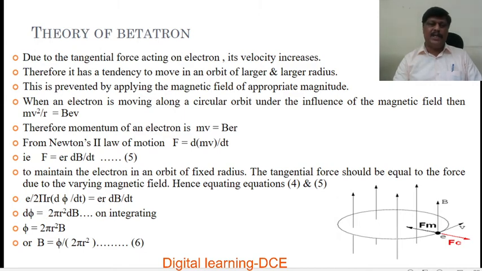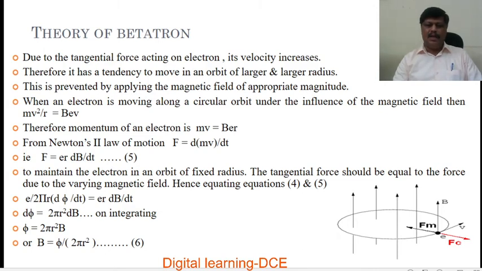This is prevented by applying a magnetic field of appropriate magnitude. This is very important. The electron should move in a circular orbit of constant radius, not in a variable radius as in the case of a cyclotron. So this is prevented by applying a magnetic field of appropriate magnitude, that is Fm.